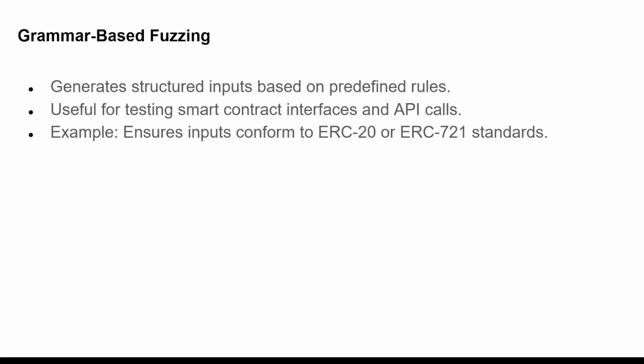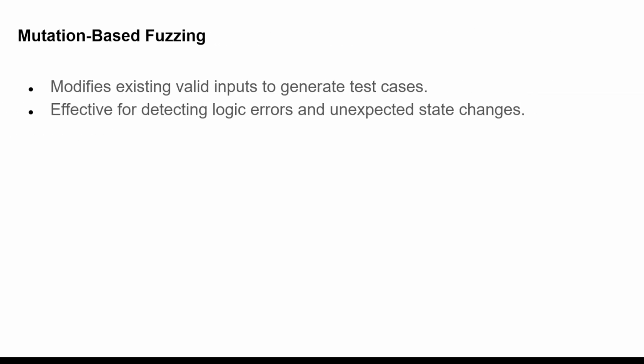Grammar-based fuzzing, sometimes called rule-based, predefines the rules for testing. It's most useful for smart contract interfaces and API calls. For example, we try to confirm whether a contract follows the ERC20 standard or ERC721 standard, based on the contract's interface. We have predefined rules for that. Mutation-based fuzzing modifies valid input to generate test cases. It's effective for logic errors and unexpected state changes.